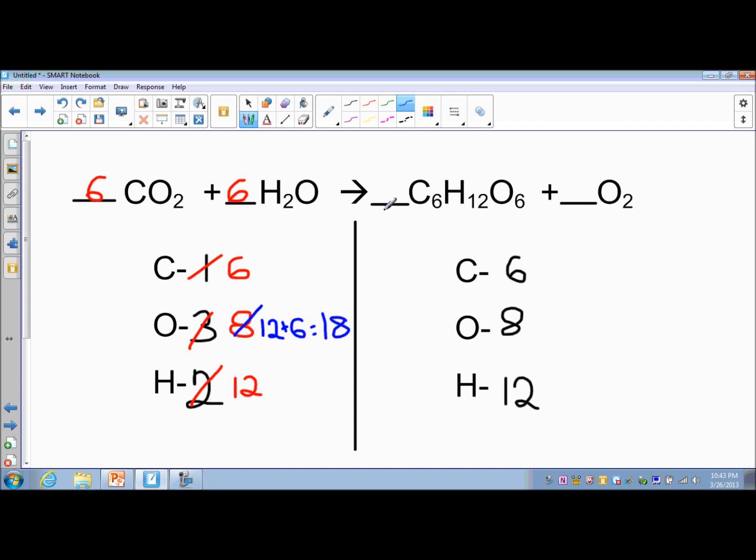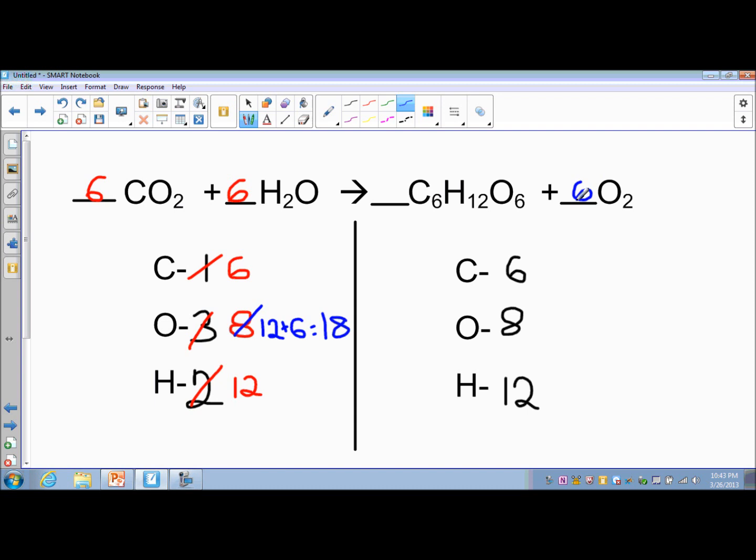Now I could put a number over here, but that's also going to affect my carbon and my hydrogen. So it's probably not best for me to add a coefficient. Instead, I'm going to add one over here. What number could I put over here to increase my total from 8 to 18? You're right, I'm going to put a 6 here.